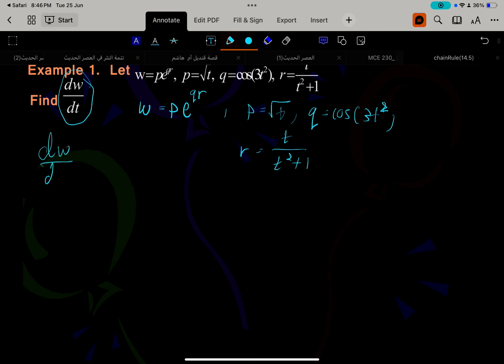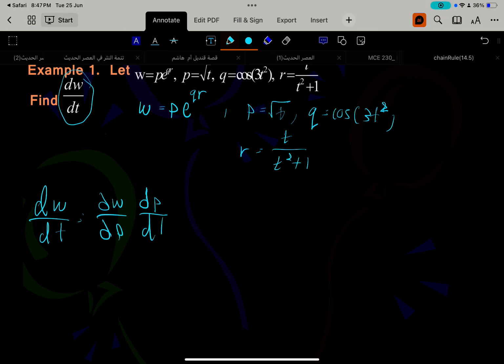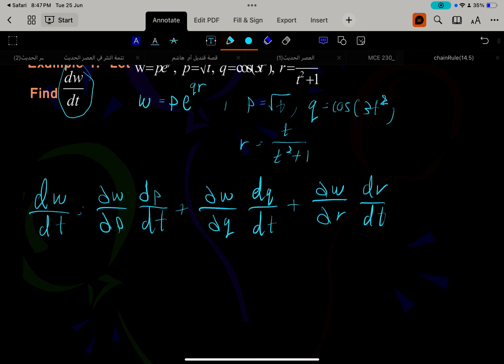State the chain rule. dw over dt equals the partial derivative of w with respect to p, times dp over dt, plus the partial derivative of w with respect to q, times dq over dt, plus the partial derivative with respect to r, times dr over dt, and we can easily find the derivatives for those.